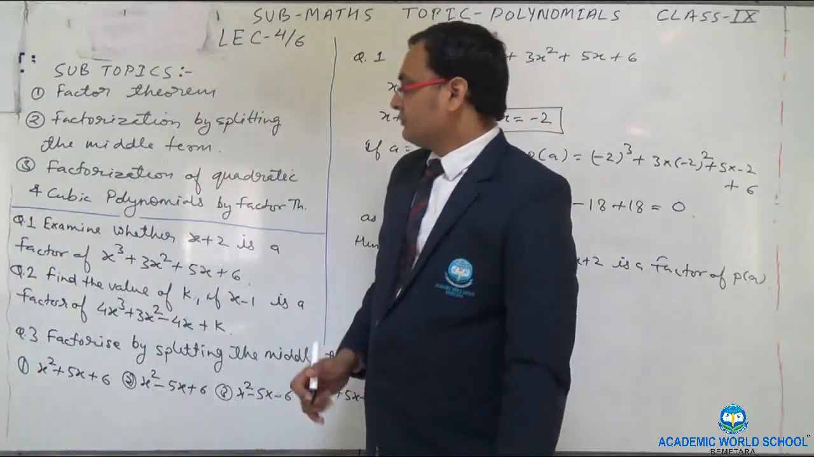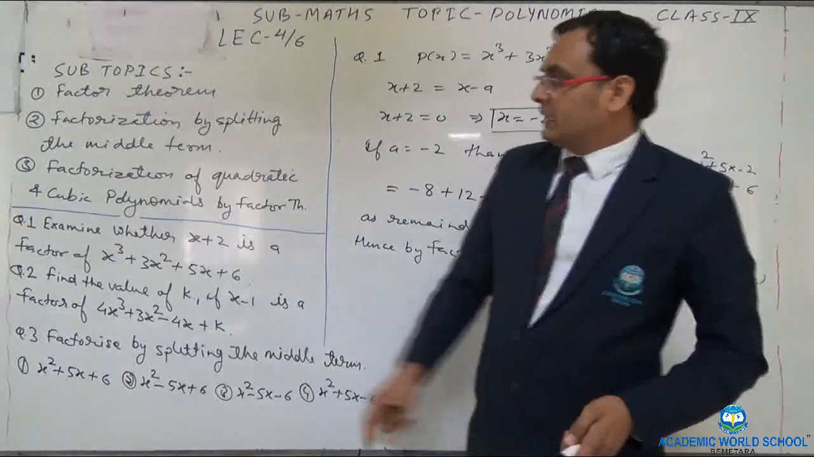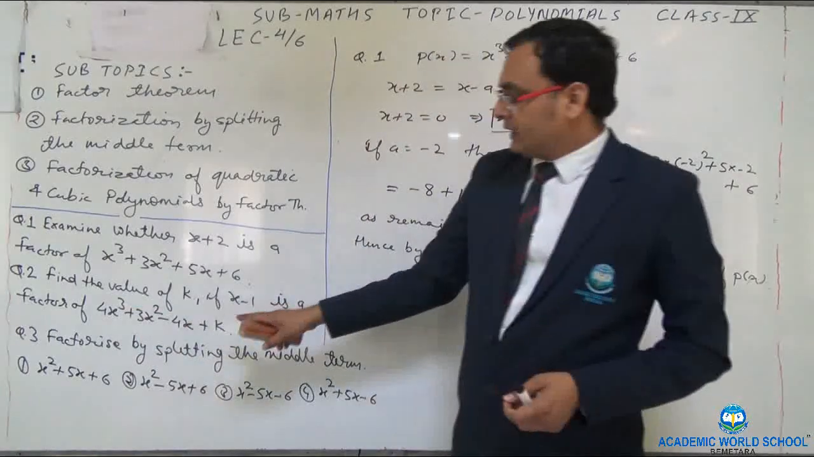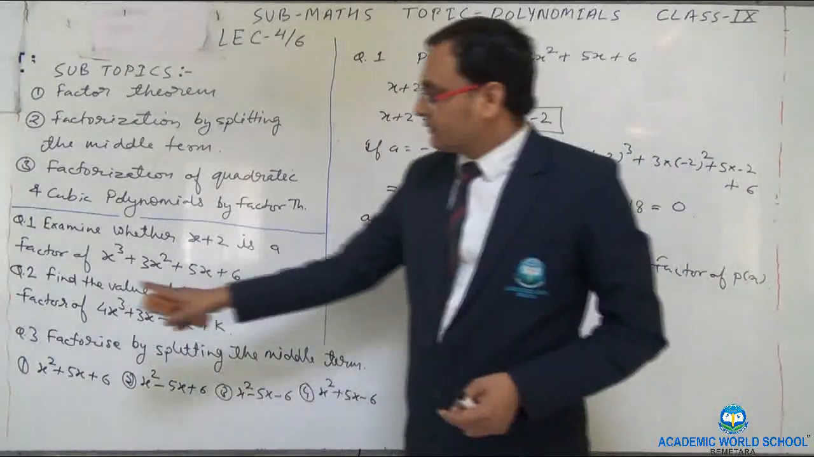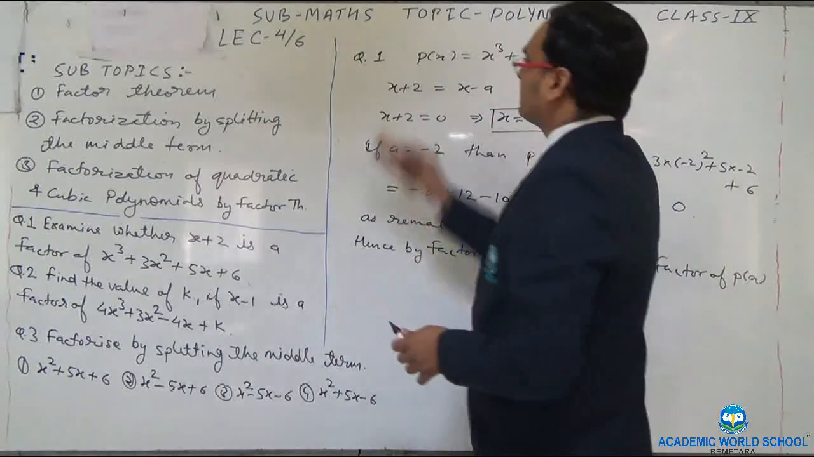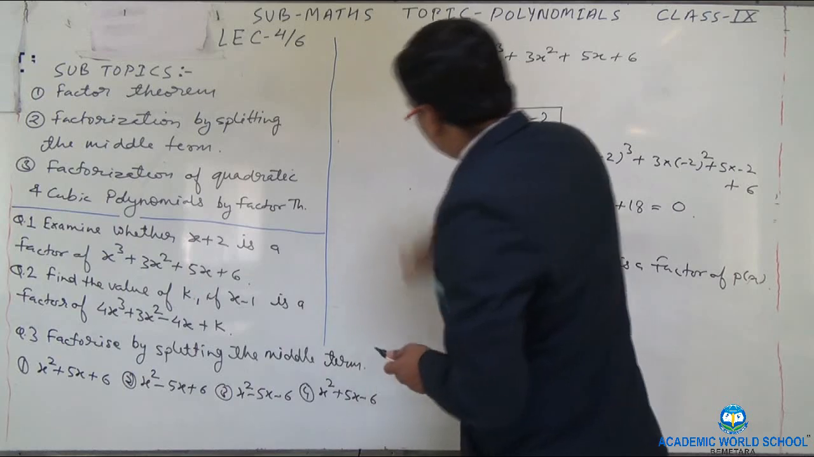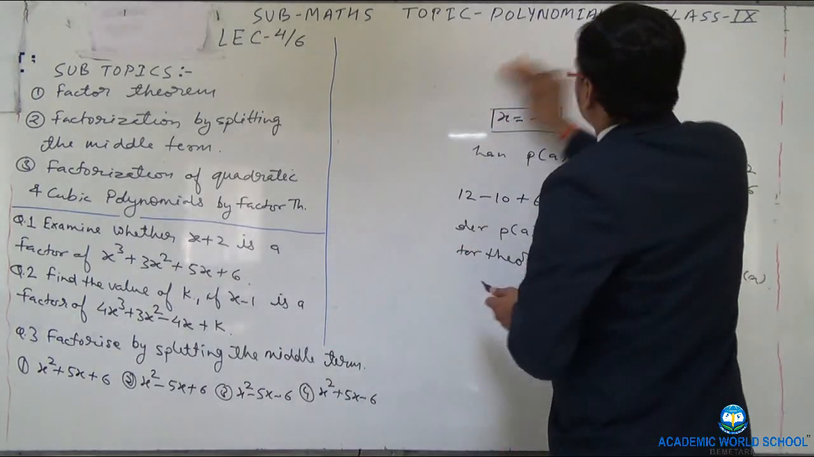Further, we have some other types of question like this. Find the value of k if x minus 1 is a factor of 4x cube plus 3x square minus 4x plus k. Now in this type of questions also we can apply the factor theorem.